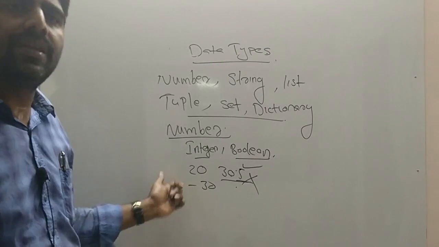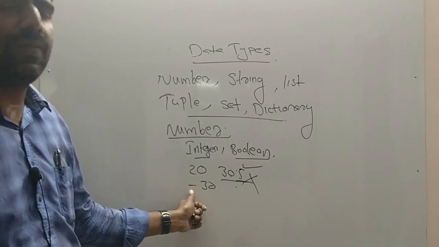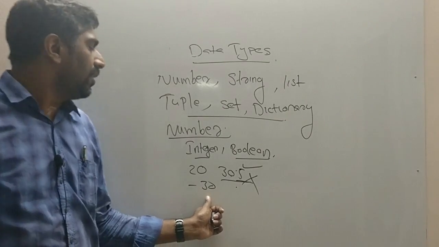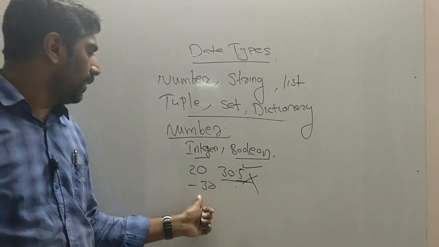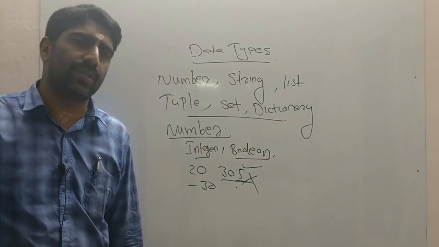Integers are signed, which means we can put a minus symbol. That means a negative number can also be written as an integer. Clear? So 20, minus 30, all these are examples of integers.